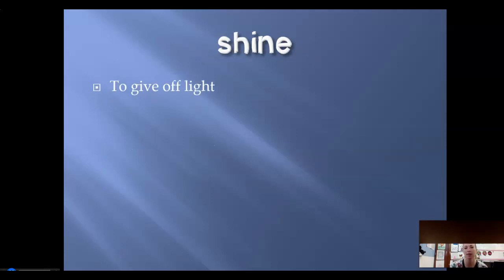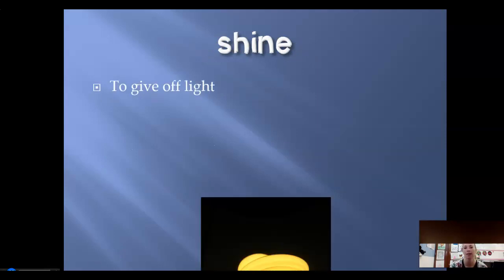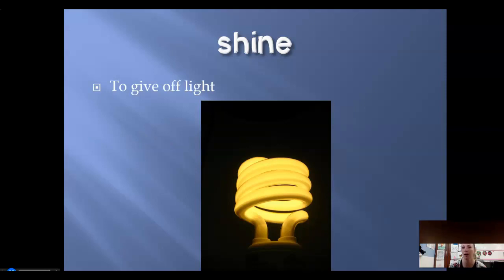All right, kiddos, say shine. The word shine means to give off light. So an example is a light bulb. Obviously, a light bulb is going to shine. It gives off light. A flashlight is going to shine. It gives off light. And the sun is going to shine. It gives off light. So anything that gives off light means to shine.